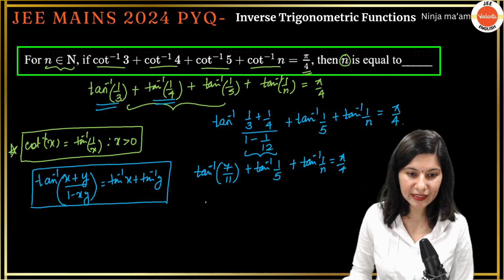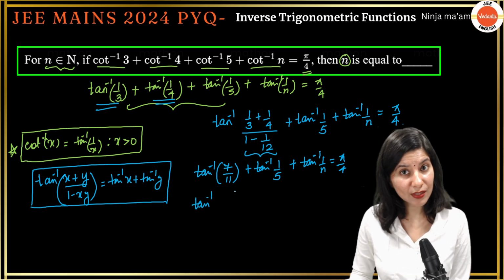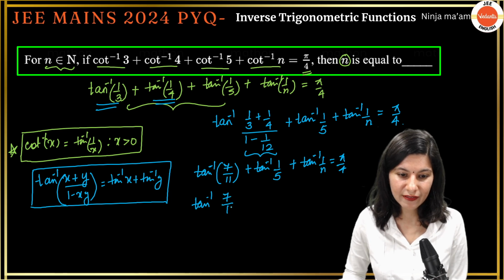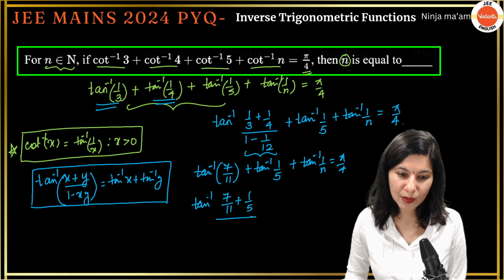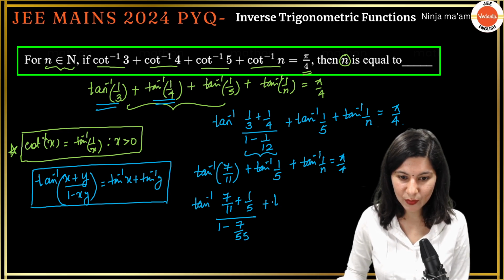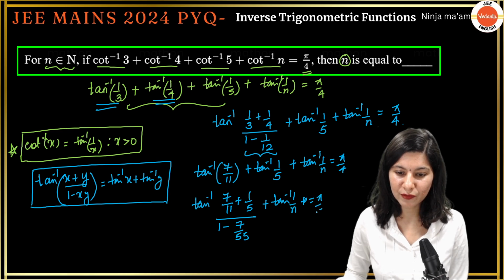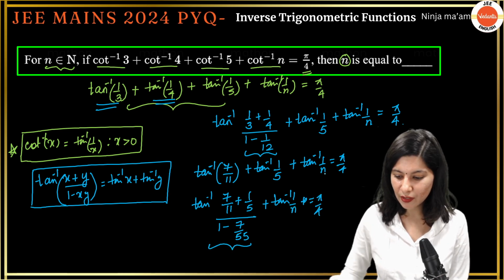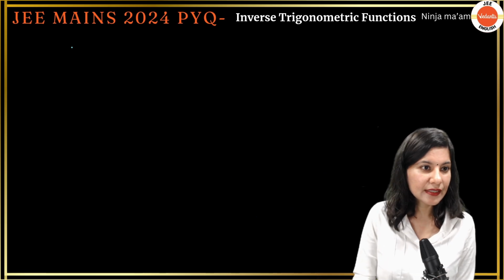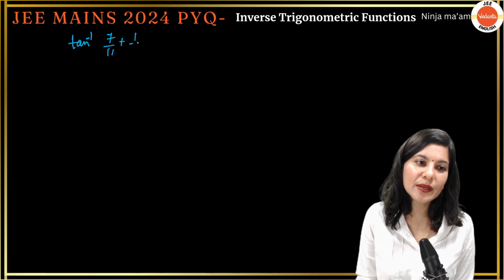1 by n we will tackle later. So tan inverse 7 by 11 plus 1 by 5 one more time: (7 by 11 plus 1 by 5) whole upon (1 minus 7 by 55), correct? Plus again tan inverse 1 by n is equal to pi by 4. So let us just solve it on the next slide. Tan inverse of (7 by 11 plus 1 by 5) upon (1 minus 7 by 55).